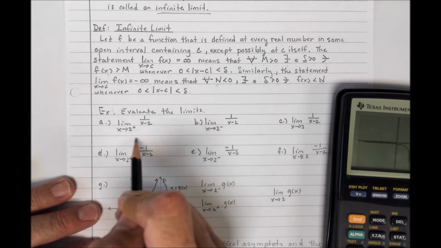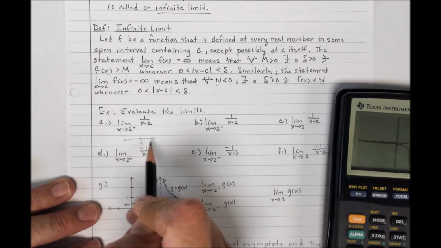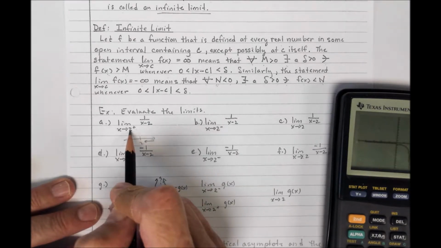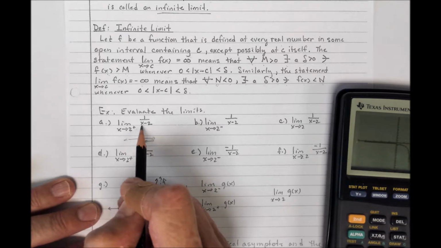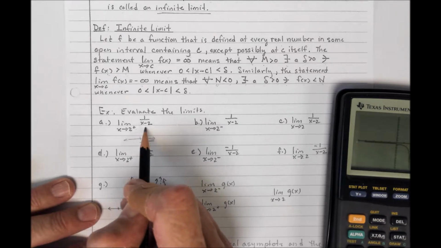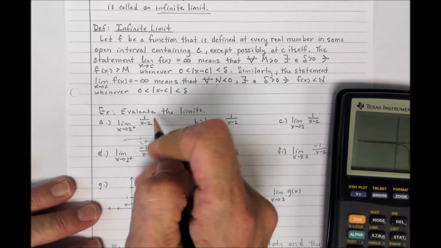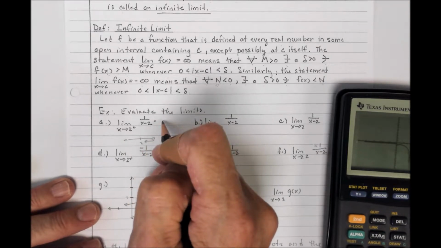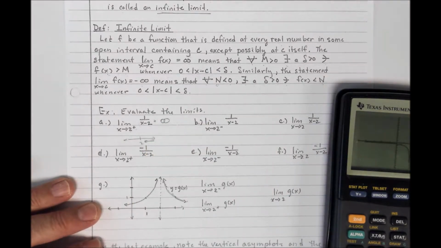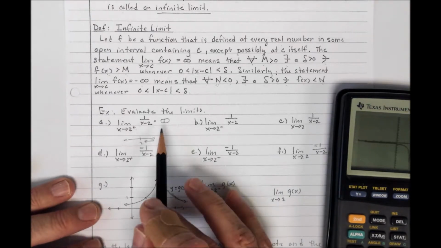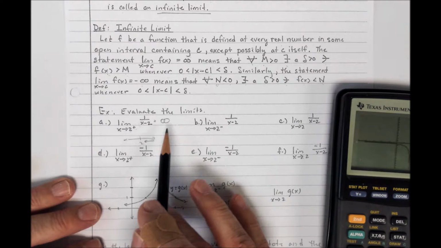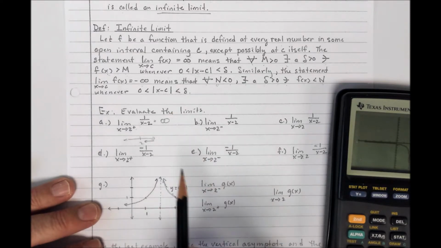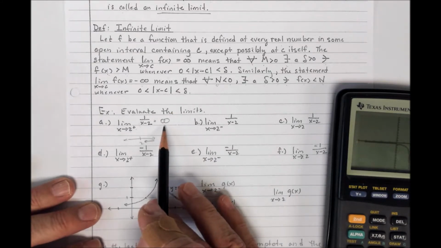Approaching 2 from the right side, here's 2. 2.1, 2.01, 2.00001, minus 2 is a very small positive number. 1 divided by small is big, and since it's positive divided by positive, it goes to positive infinity. Now you say, well, should I write down does not exist? Well, the limit does not exist, except that based on this definition, we can state that it goes to infinity rather than writing DNE, because it describes why it doesn't exist, that it's unbounded.